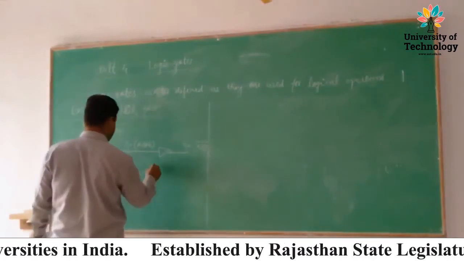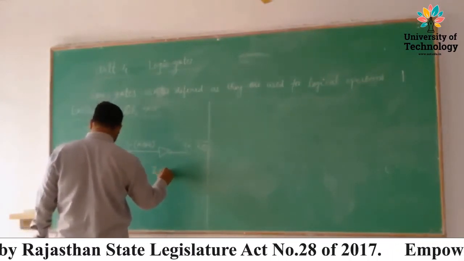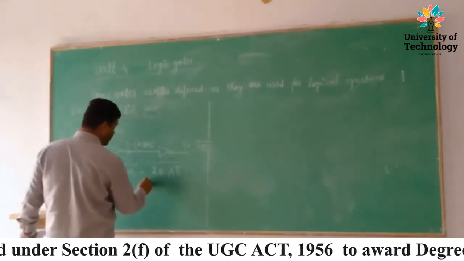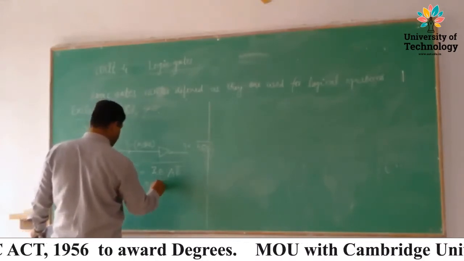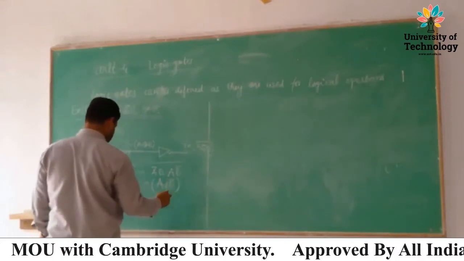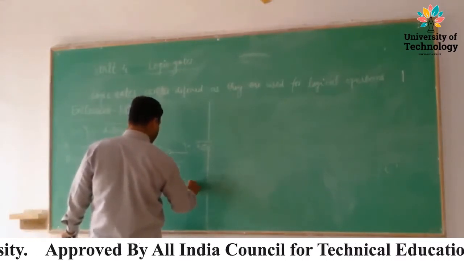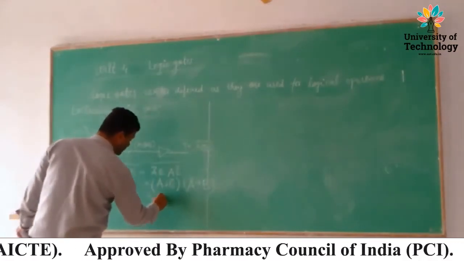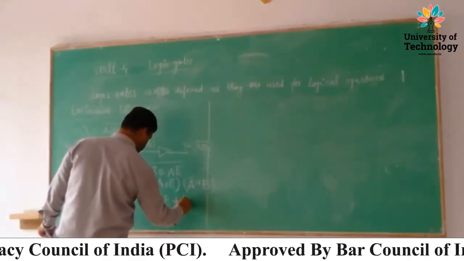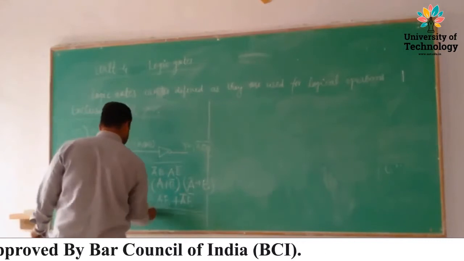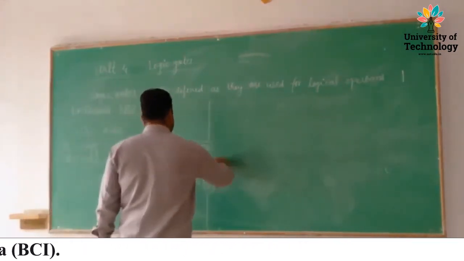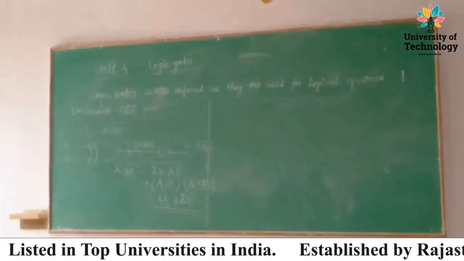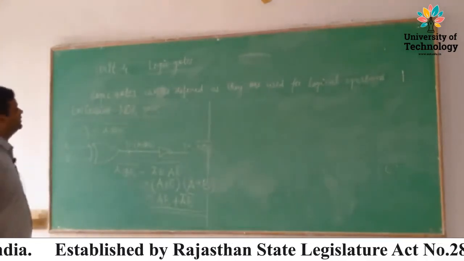Then A exclusive B bar means A bar B dot A B bar whole bar, from here A plus B bar into A bar plus B, equal to A B plus A bar B bar. This will be obtained. Now these were the important gates which are very necessary to understand the logical operations.